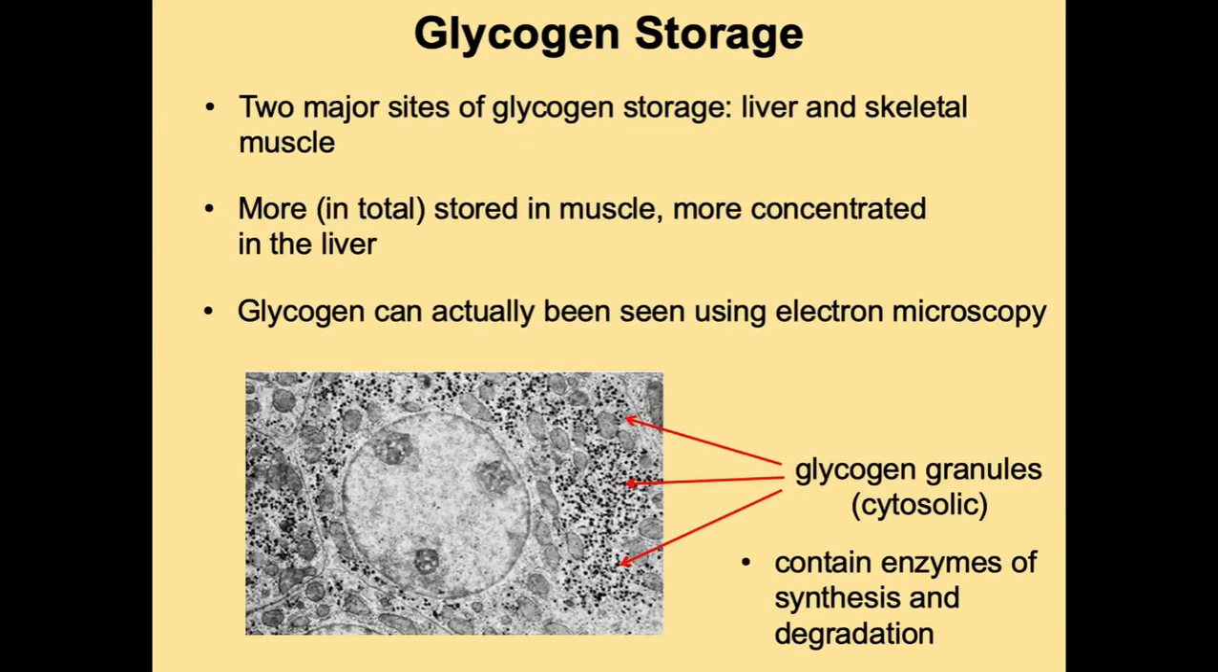Glycogen is stored in the body in 2 main areas: the liver and also skeletal muscle. Most of the glycogen is stored in muscle in total, but it's very concentrated in your liver. So per size, there is a lot more glycogen stored in your liver. Glycogen is pretty dense and can actually be seen by electron microscopy. You can see here the little black dots, which we refer to as glycogen granules, and these contain all the enzymes required to either synthesize or break down the glycogen.